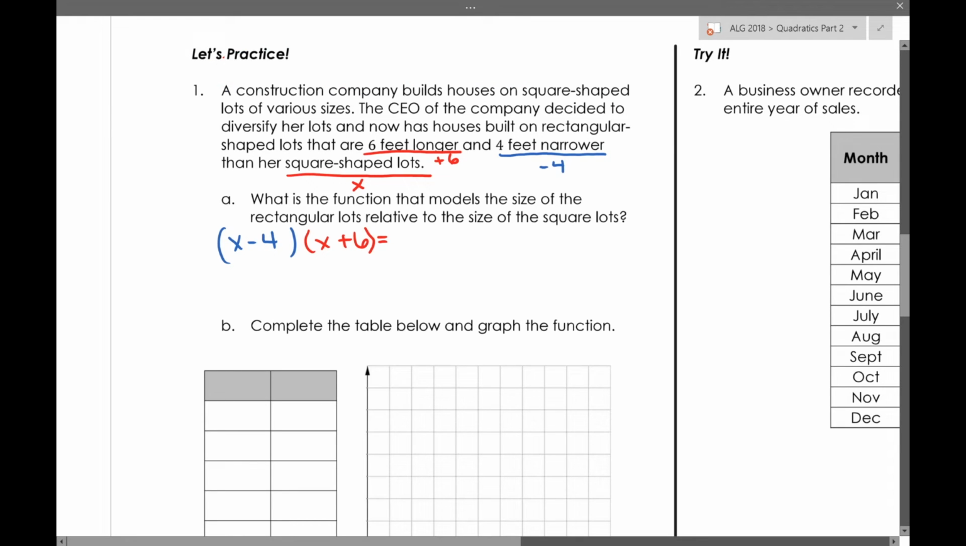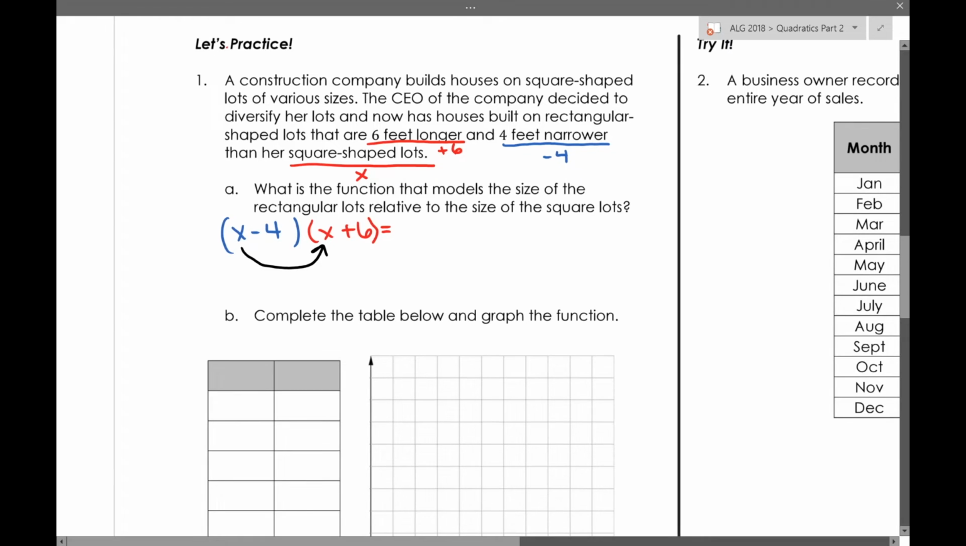Now this is something we did earlier in the year, where we talked about FOIL and that box method. So I take that first variable and I multiply it to the first variable there. x times x is x squared. Now I take that same variable and I multiply it to the other number. x times 6 is plus 6x.